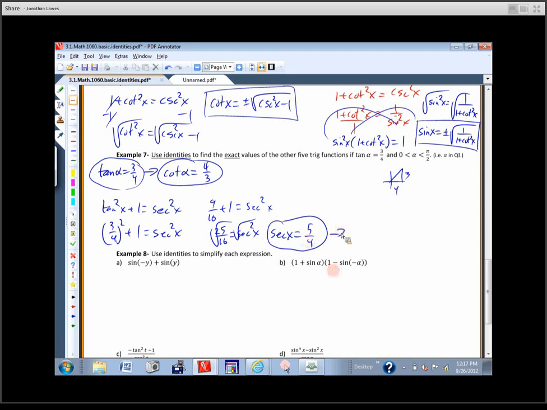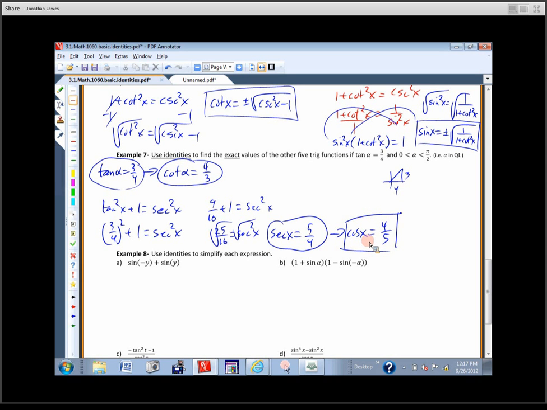If you know secant, what's the easiest one to find from secant? It's reciprocal cosine. So the cosine of x would be 4 over 5. Okay? I now have 4 of the 6. All I need to do is find the last one.